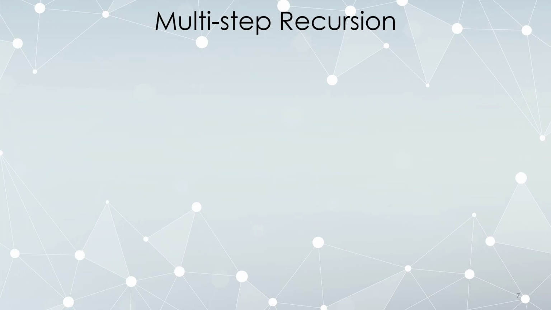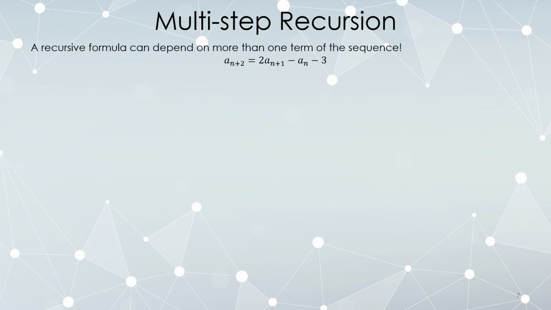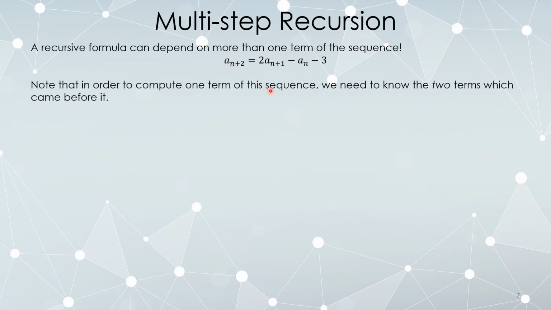That's recursion that only depended on the previous term of the sequence. But a recursive formula could depend on more than one term from earlier in the sequence. So for example, if you know a sub n and you also know a sub n plus 1, maybe this formula gives you a sub n plus 2. To productively use this formula, you would need to know 2 terms of the sequence, and then you can get the next one. So for this formula, we need to know 2 consecutive terms of the sequence, and then I can get the next one.